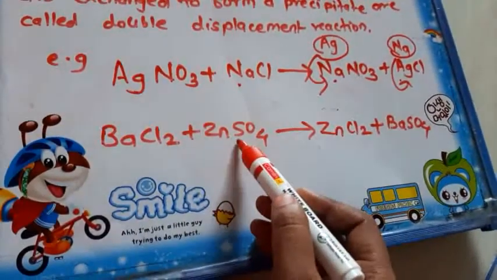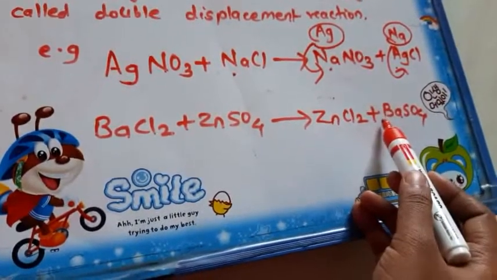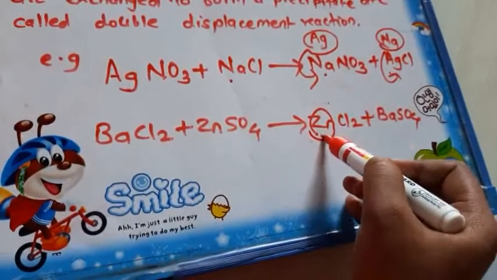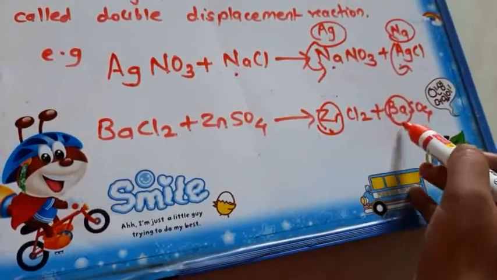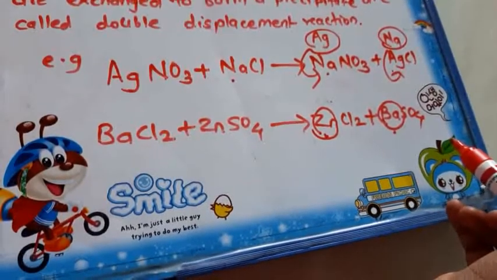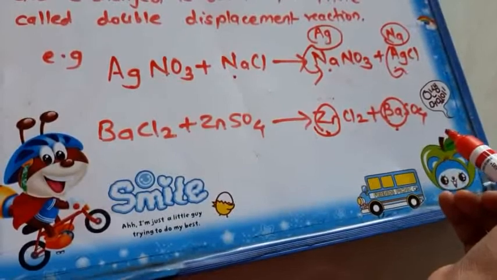Consider the next example. BaCl2 plus ZnSO4, products are ZnCl2 plus BaSO4. Here the place of Ba is taken by Zn and the place of Zn is taken by Ba. So here also displacement has taken place 2 times. That's why this is also an example of double displacement.